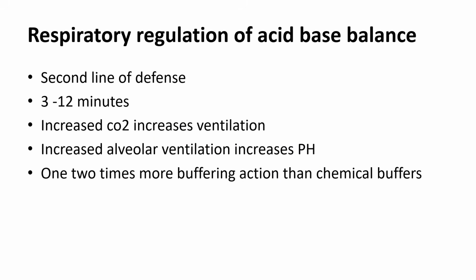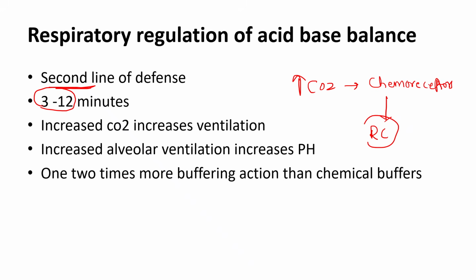And coming to the respiratory regulation, which is the second line of defense, which occurs within minutes, around 3 to 12 minutes. Usually whenever the carbon dioxide levels are increased, they are detected by the chemoreceptors, and this chemoreceptor stimulates the respiratory centers and that causes hyperventilation. So that extra CO2 is washed out, and this has 1 to 2 times more buffering action than the chemical buffers. So increased ventilation causes washout of CO2, that causes increase in pH.